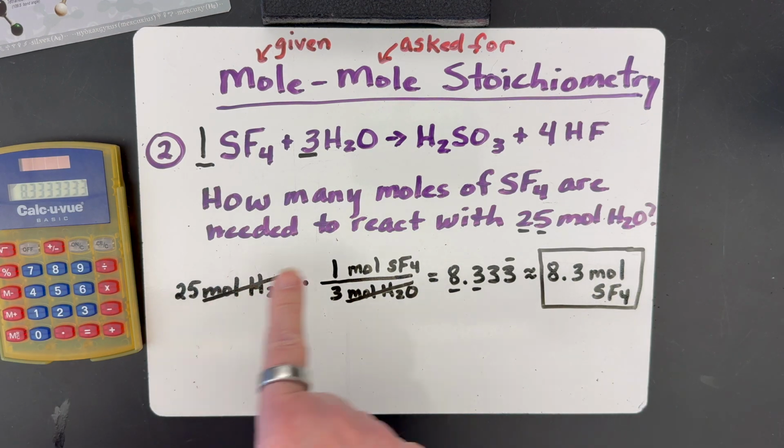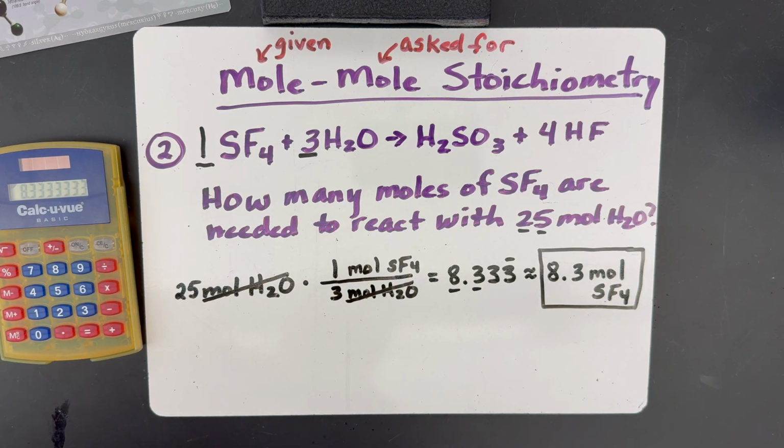Keeping the units on will really help you figure out which one needs to be on the bottom and which one needs to be on top. It's common to try to take a shortcut and leave those units off, but then it's really easy to make a mistake and flip your mole ratio upside down, and then you get the completely wrong answer.